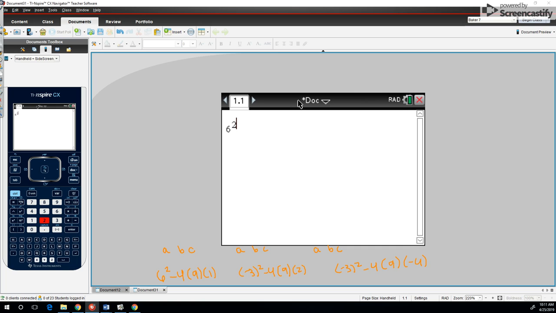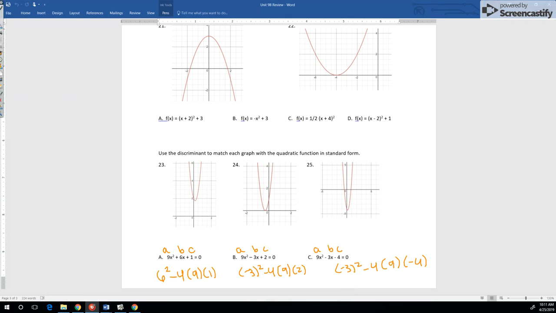Okay, first one, b squared minus 4ac, 0. That means I have one solution. So A has to be 24 because it just touches.